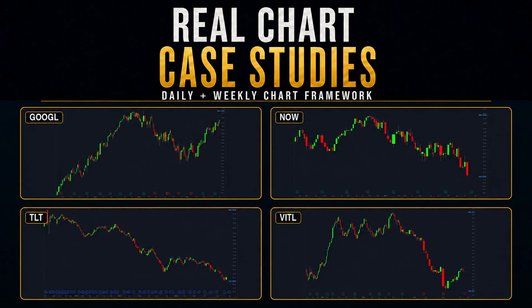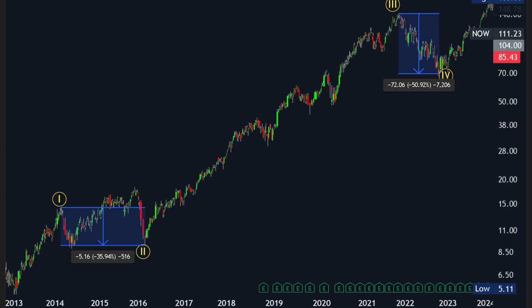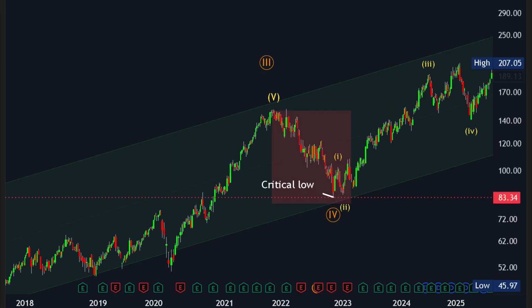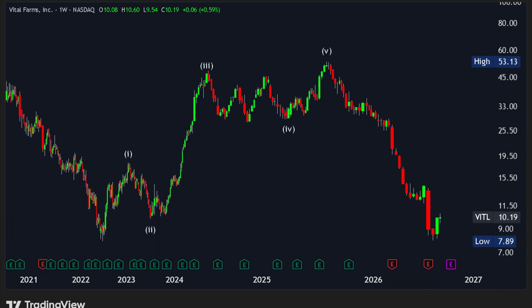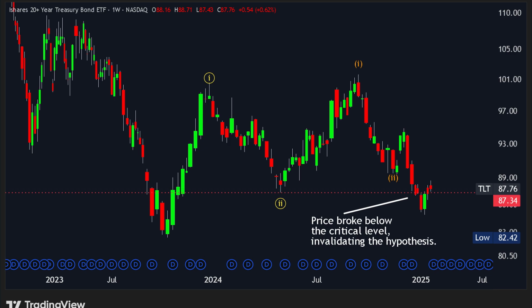These 4 charts showed 4 different situations. ServiceNow showed how a destructive daily decline can remain an internal weekly correction. Google showed how an 85% retracement can remain valid while the critical low holds. Vital Farms showed that 5 waves and a new high do not guarantee a durable, larger trend. Also, TLT showed the point where a specific hypothesis must be abandoned.